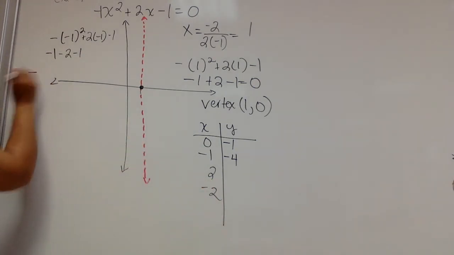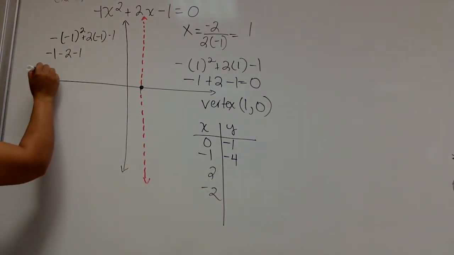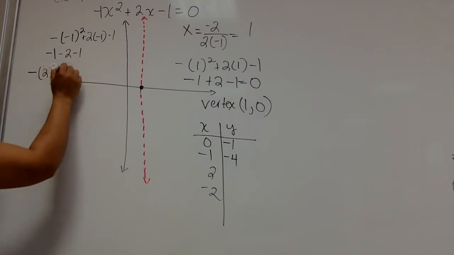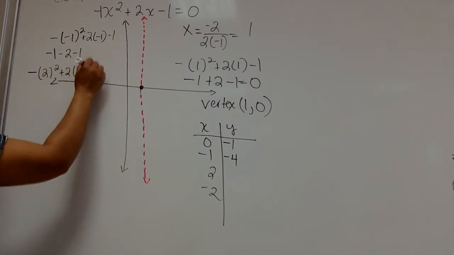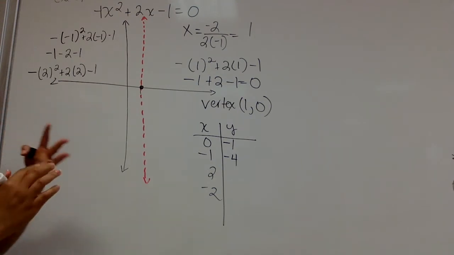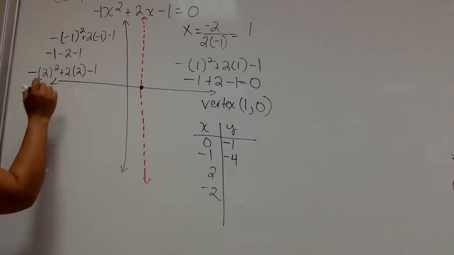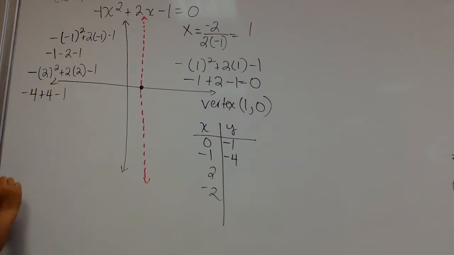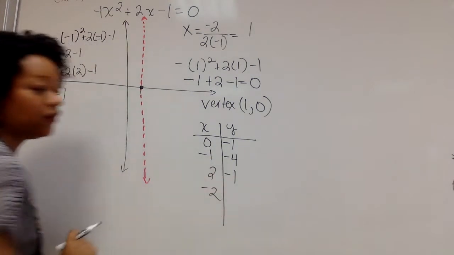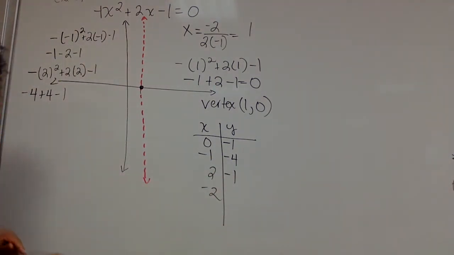Now let's see what happens when x equals 2. So that's going to be a negative still on the outside times 2 squared plus 2 times 2 minus 1. All right, 2 squared is 4, but since it's got a negative, you've got to make it a negative 4. Then that's plus 4 minus 1. Well, the negative 4 and the plus 4 cancel out. So that leaves you with negative 1. Got one more to do.